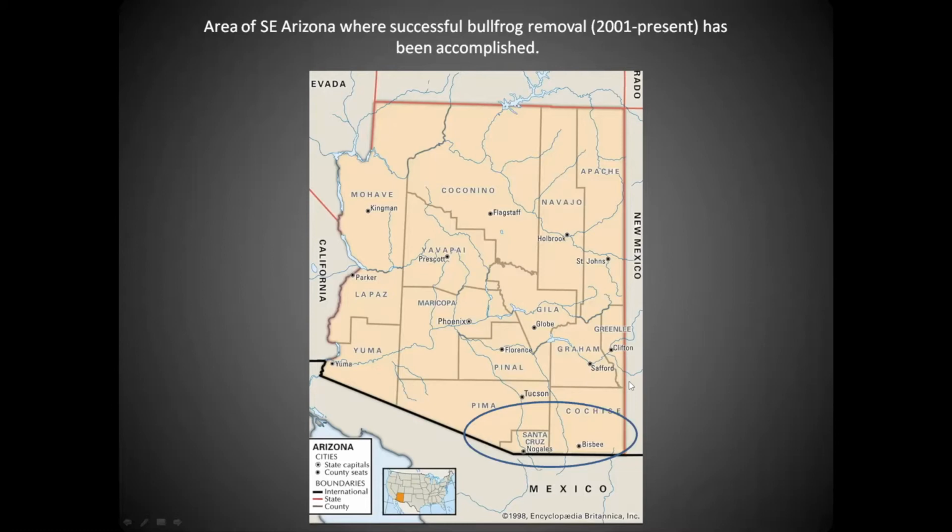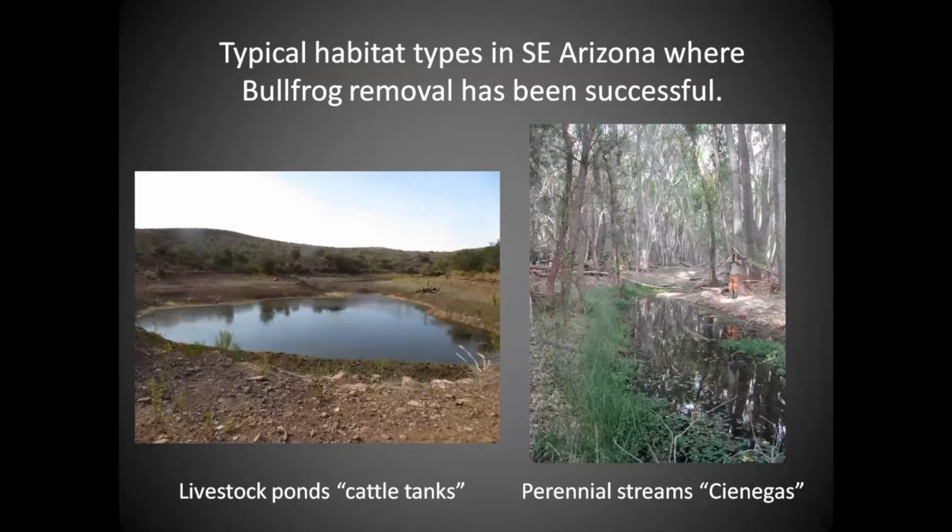So that's my introduction. If you're not familiar, these are the habitats that we work in. I'd say 90% of the time we work in stock tanks and cattle tanks because they represent the largest aquatic habitats in southeastern Arizona. And then the other 10% of the time we work in lotic habitats or ciénagas, streams in the highland grasslands in southeastern Arizona.